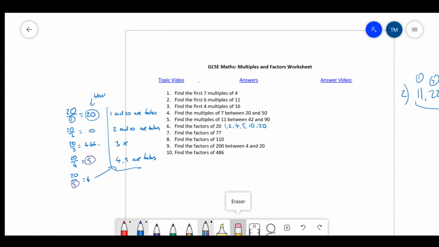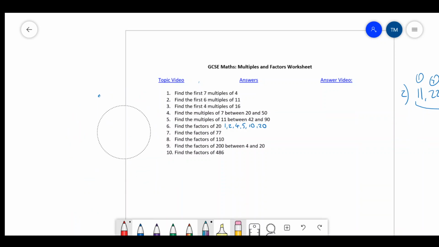Let's have a look at number 6. Number 6 is find the factors of 77. So to find the factors of 77, all we do is exactly the same. We'd say, well, 77 divided by 1 is equal to 77. So 1 and 77 are factors.